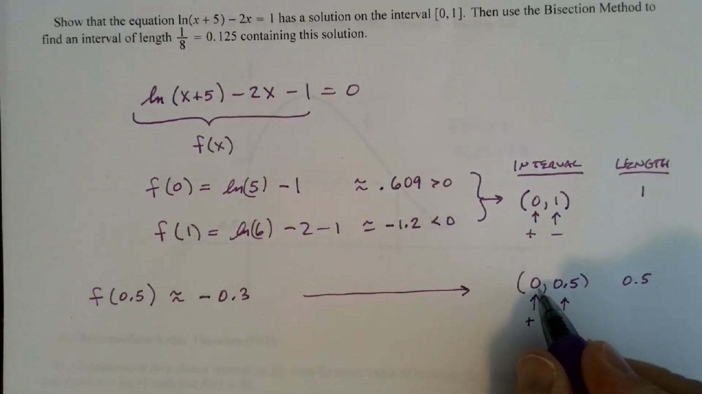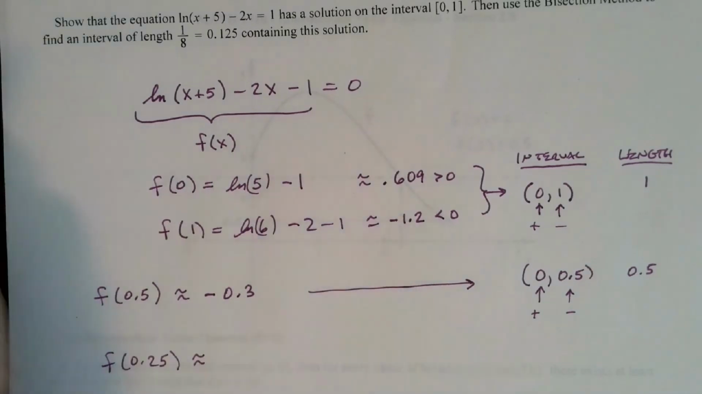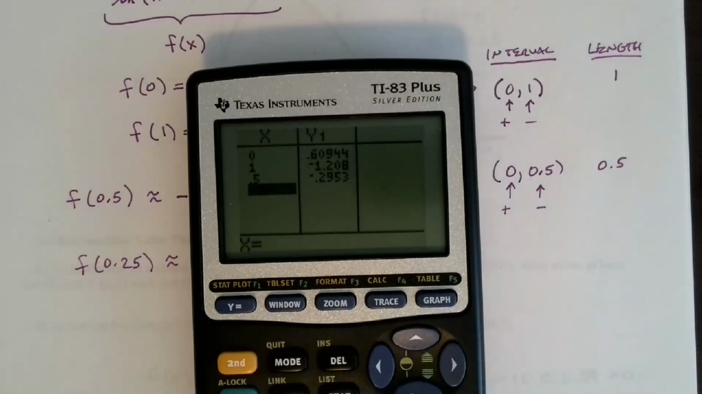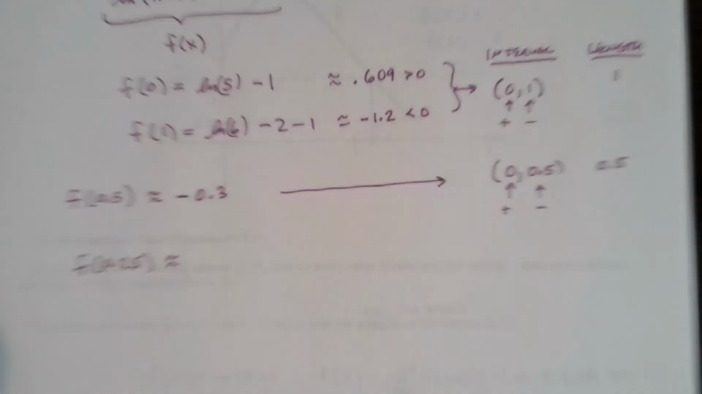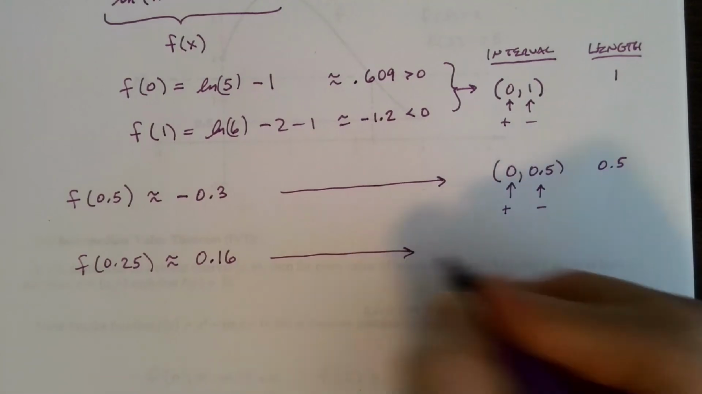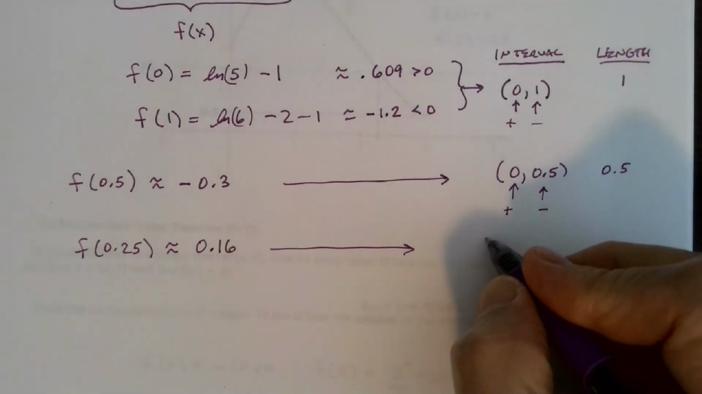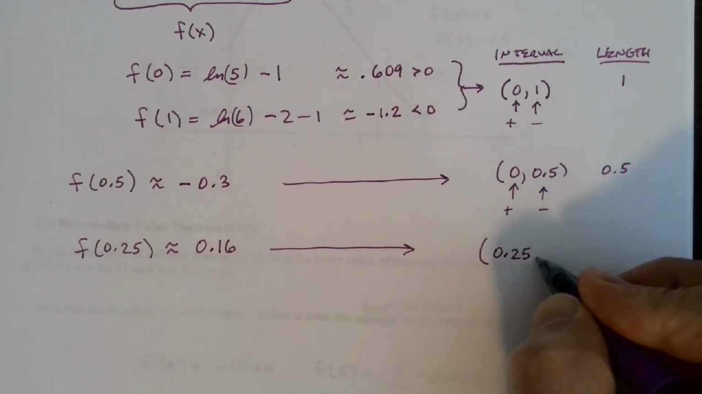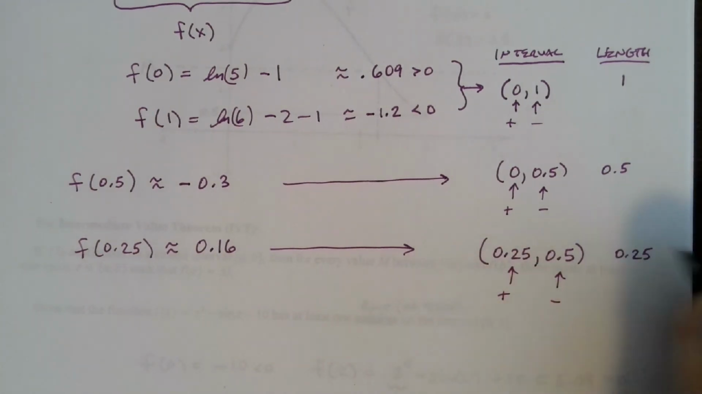Halfway between 0 and a half is 0.25. See what we get when we plug in 0.25. Positive 0.16 about. Positive though, so what's our new interval going to be now? We're going to replace the positive value that was at 0 with 0.25. We're going to squeeze in a little bit. Now cut that interval in half. Here's where the output is positive. Here's where it's negative. Our length is 0.25.